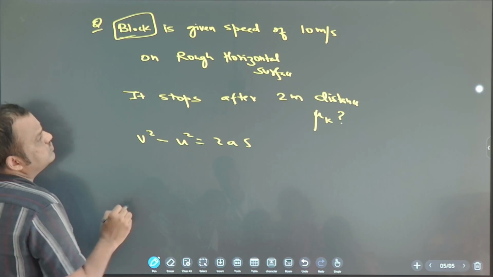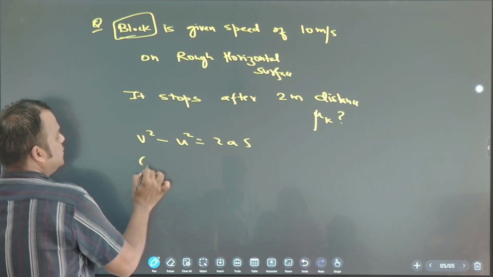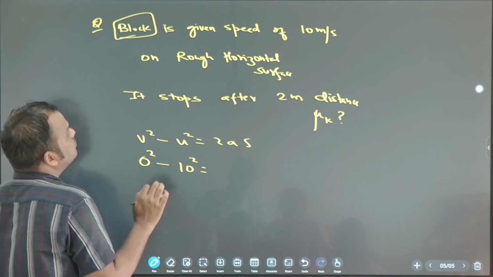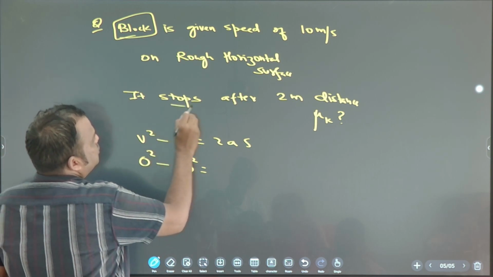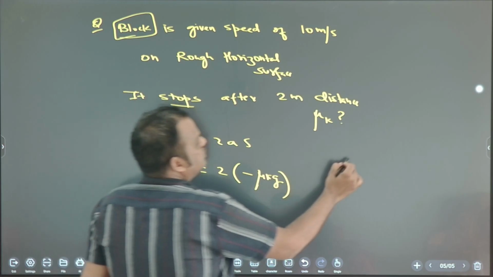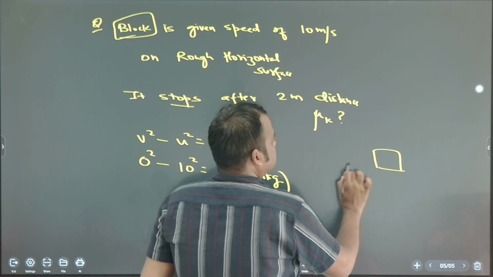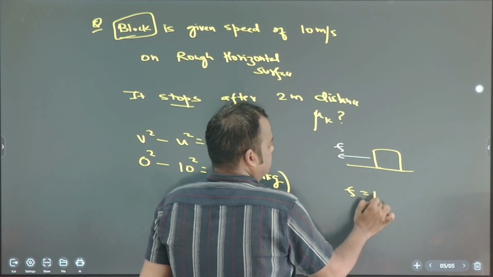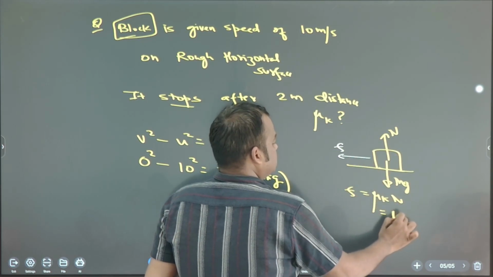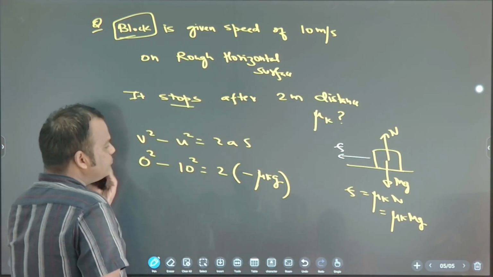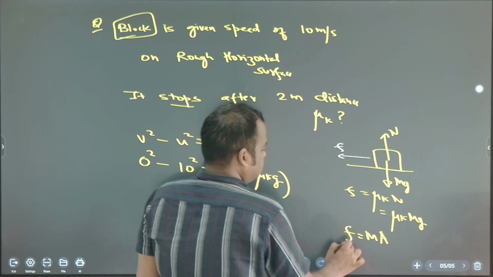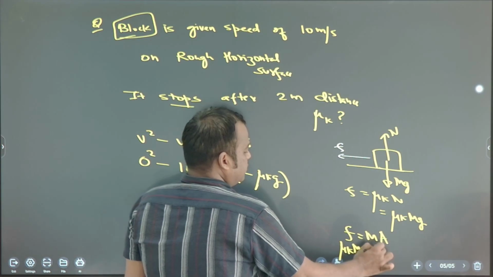What is the final speed? Final speed 0, initial is 10. Now is it retardation or acceleration? Retardation. It stops after 2 meter. So 2 into minus mu k g. This is the retardation value because for the block, on the left side friction is there. Friction is mu k n, and n is equal to mg. So mu k mg is equal to ma.